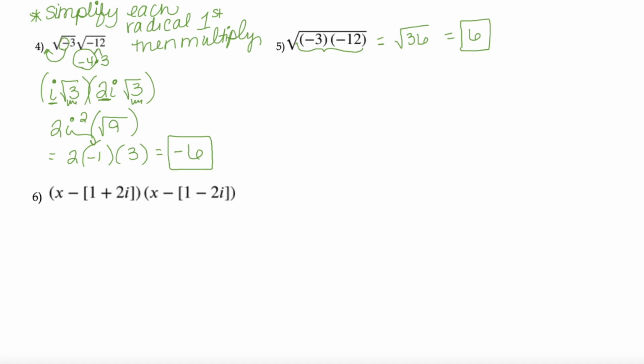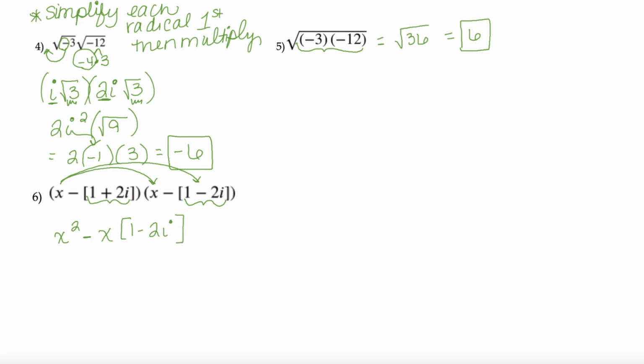This last one is pretty interesting. We are multiplying together. Notice I've got x minus the quantity 1 plus 2i, and that's in brackets, and then x minus 1 minus 2i also in brackets. So I'm going to treat these brackets as a whole piece when I distribute, and you'll see why in a second. I'm first going to take x times x. I know that's x squared. Then I'm going to take x times this negative 1 minus 2i.